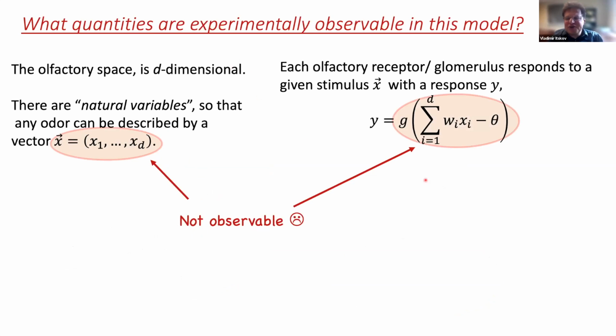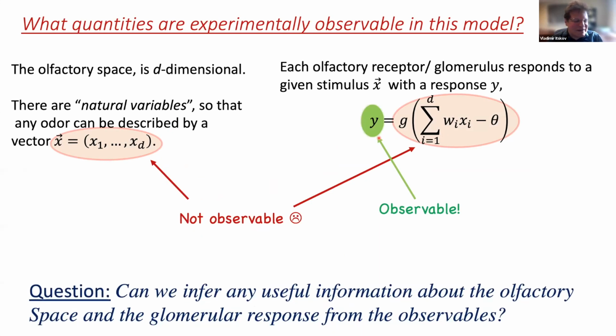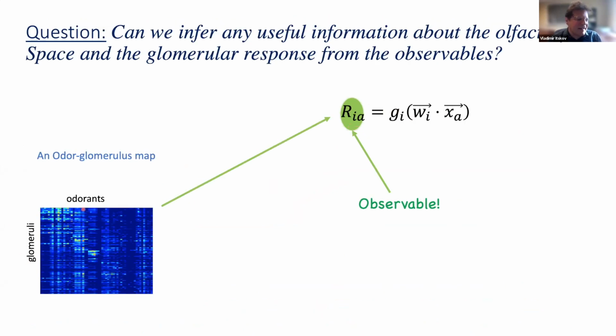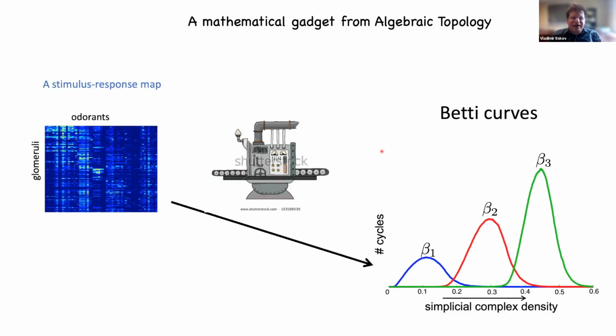So of course, none of this is observable. The only thing we can observe is the response of each glomerulus. And if it was one glomerulus, of course, I would be lying if I told you that anything can be learned from this. But luckily, we don't have just one glomerulus. We have many. So the question: can we infer any useful information about the space of glomerular response from the observables, which is just the response itself? So this is this matrix of glomeruli versus odorants. And the answer is yes.